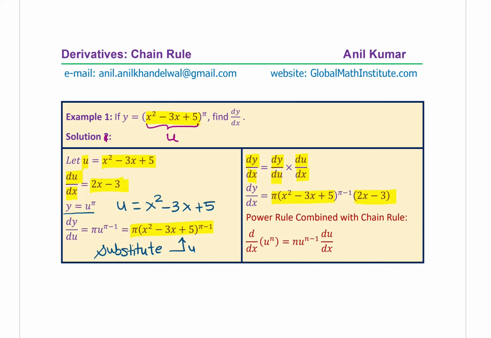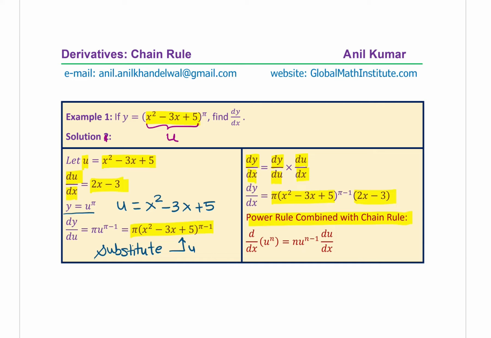Now, this could be done straight using the power rule combined with the chain rule. This is very popular, and therefore it is better to write it in one step rather than showing all these steps as shown here. So basically, we have to find the derivative of u to the power of n. It is n times u to the power of n minus 1 times du dx, the derivative of the inside function. Is that clear? So you can apply that directly and then write down the answer.